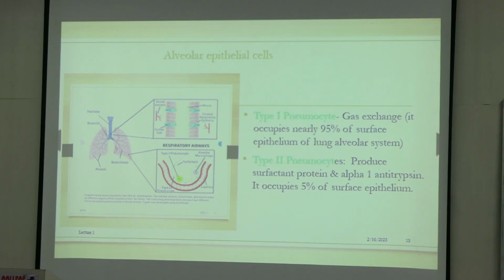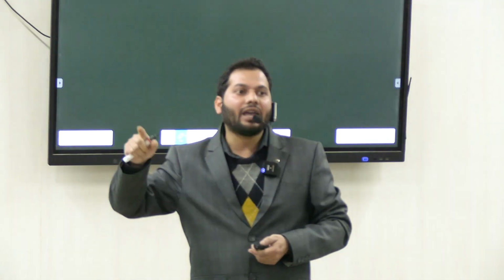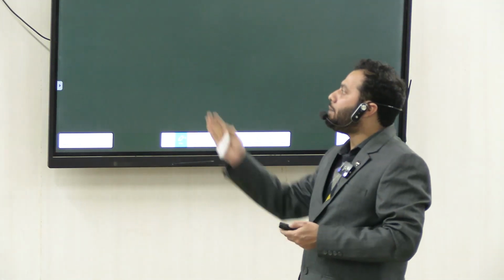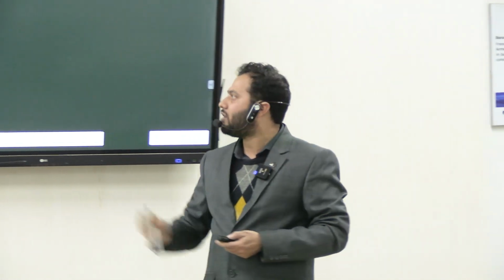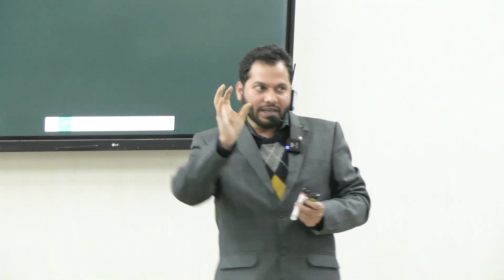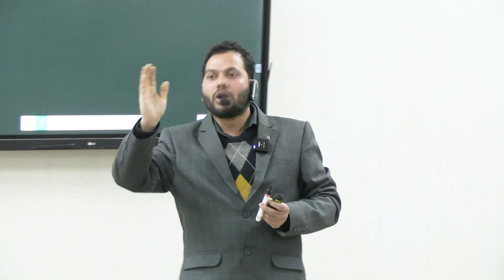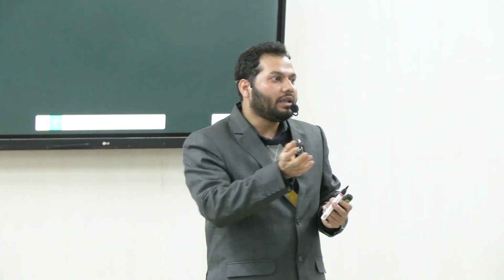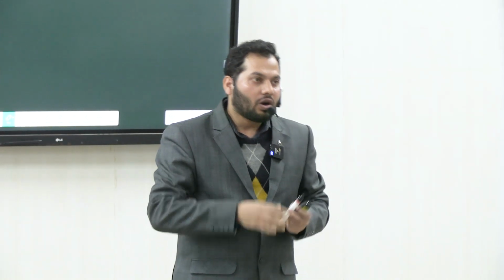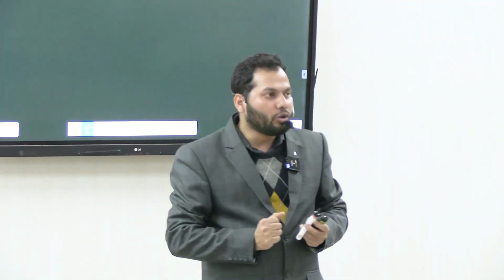So what are the features of type 1 pneumocytes and the features of type 2 pneumocytes? The type 1 pneumocytes are present on most of the surface of the lung alveoli. They occupy 95% of the surface area of the alveolar system. Generally we know the lung alveoli are spherical in nature, right? Around 95% of the lung alveoli is covered by type 1 pneumocytes. Only 5% of the surface area of the alveolar system is covered by type 2 pneumocytes.